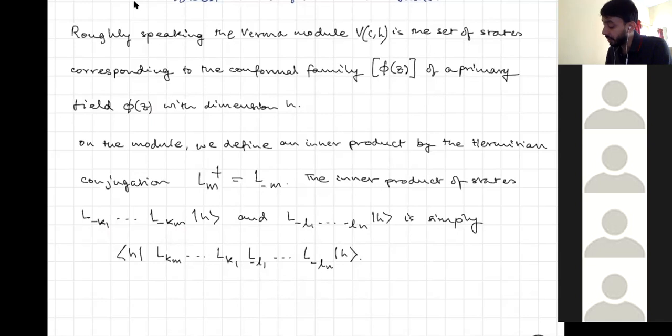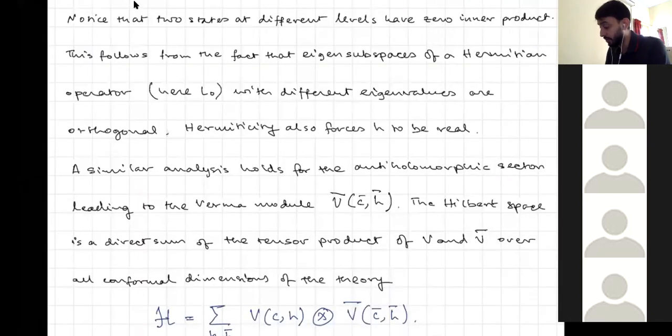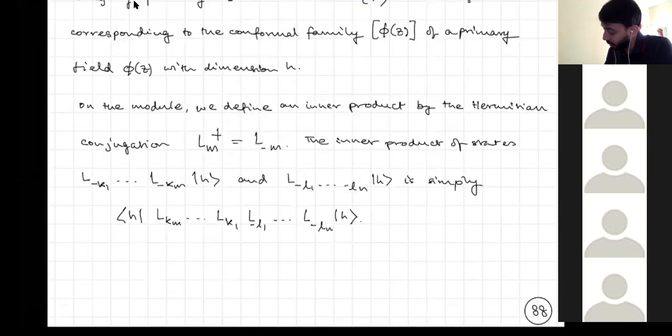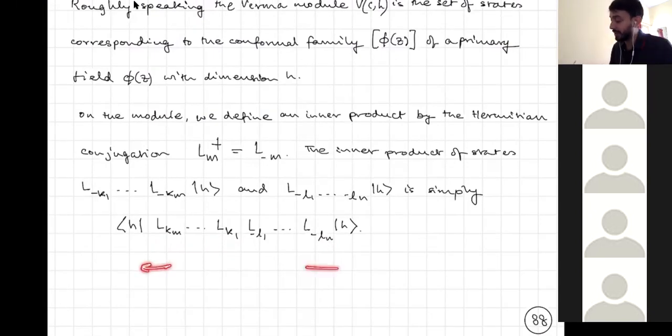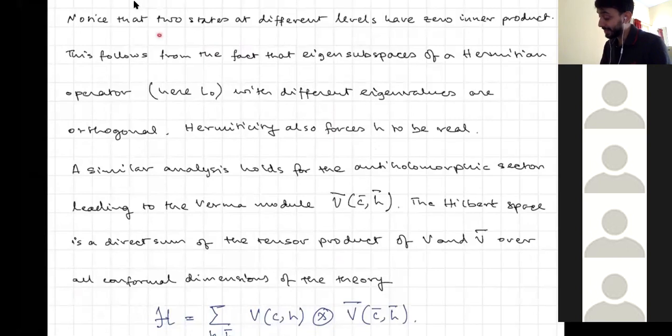So what is a clear-cut upshot of this? If these two strings of L's are not equal, then you are going to be left over with either something which has an extra L minus something, or an extra L plus something, and that will act either this way or this way and just give you a zero. So the point to note is that two states at different levels have zero inner product. This also follows from the fact about eigensubspaces of a Hermitian operator.